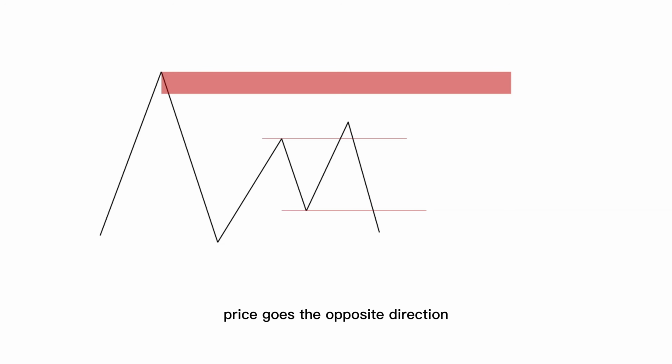But instead, price goes the opposite direction. And now you think that this is a stop hunt. You think this is a purge. But in reality, this is just an inducement. This is external to external inducement. So both sides of the liquidity get taken.